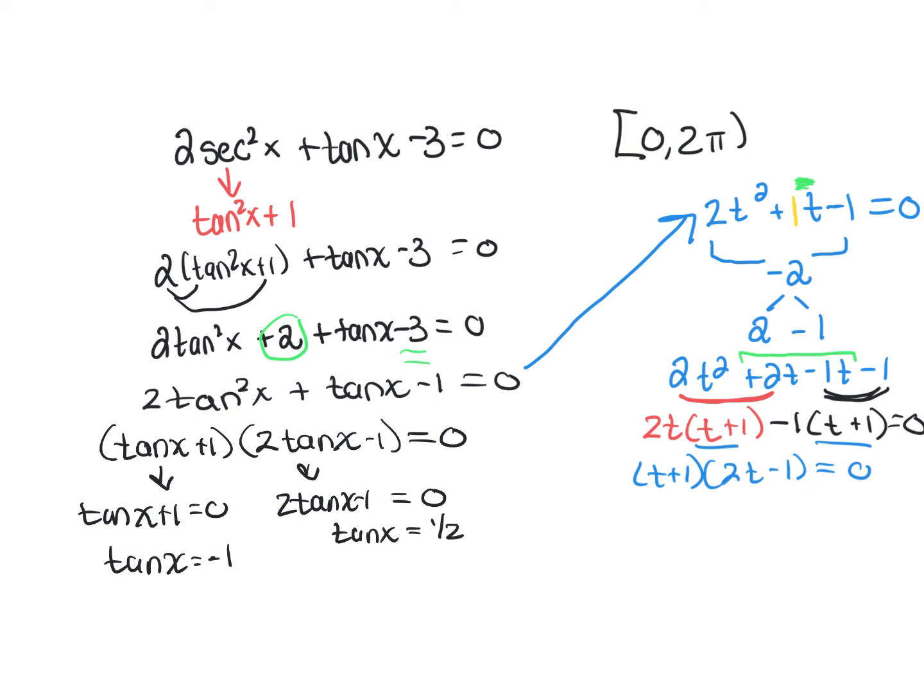For the first piece, where does tangent of x equal negative 1? Well, it happens at the pi over 4s, but since I want it to be negative, I need to be at 3 pi over 4 and 7 pi over 4.